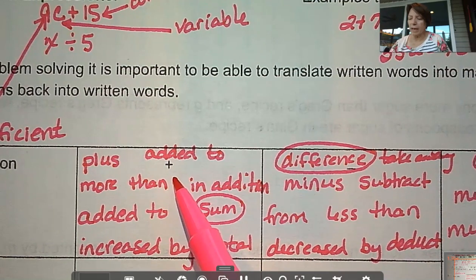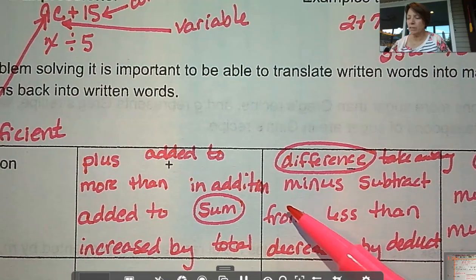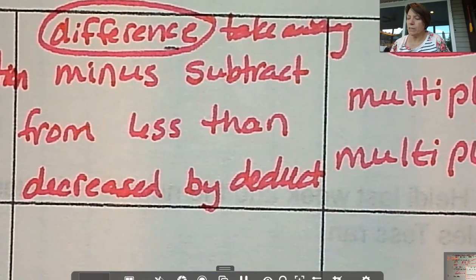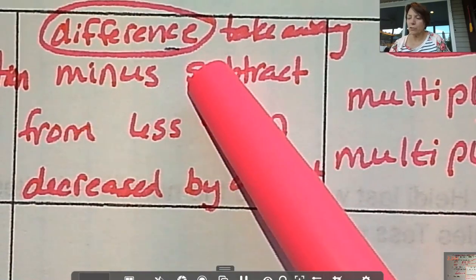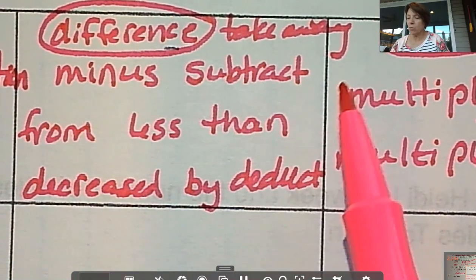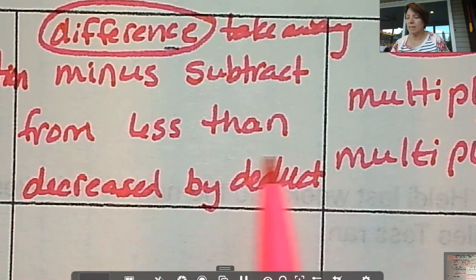So first of all, let's look at plus operations. So for addition, we could have words like plus, more than, added to, increased by, total, in addition. And then the answer to an addition problem would be the sum. So any of these words would indicate that the operation that we want to do is addition. Now some words that would indicate that we want subtraction. The answer to a subtraction problem is going to be the word difference, but other words that would indicate subtraction: take away, minus, subtract, subtract from, take away from, less than, decreased, decreased by, deduct.